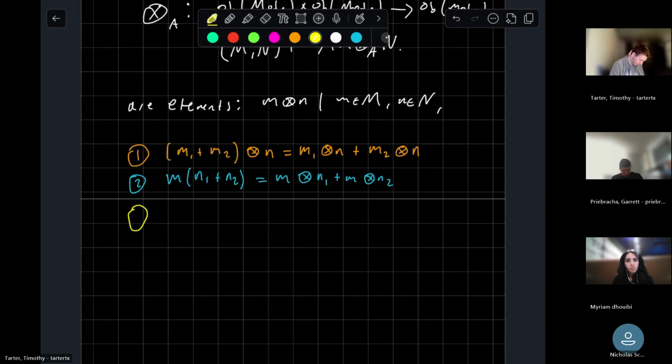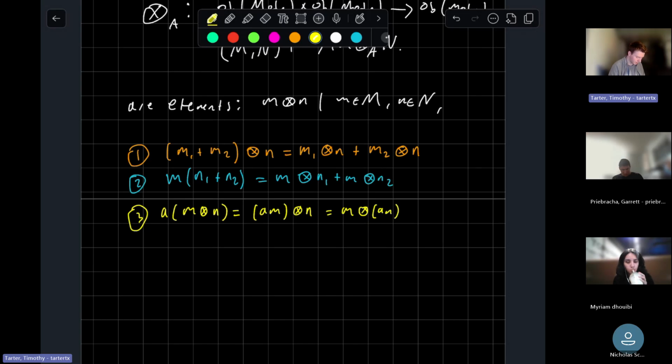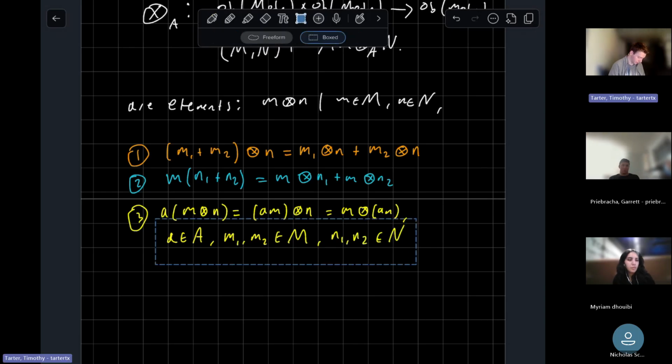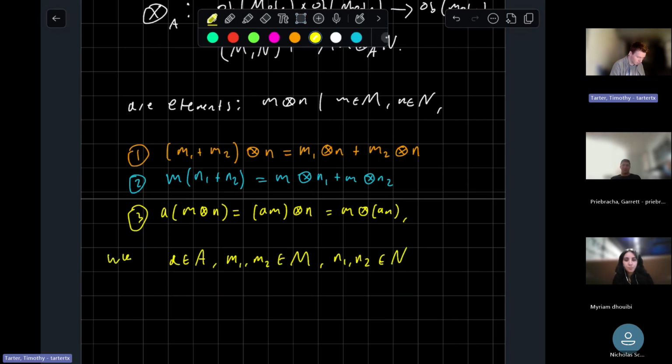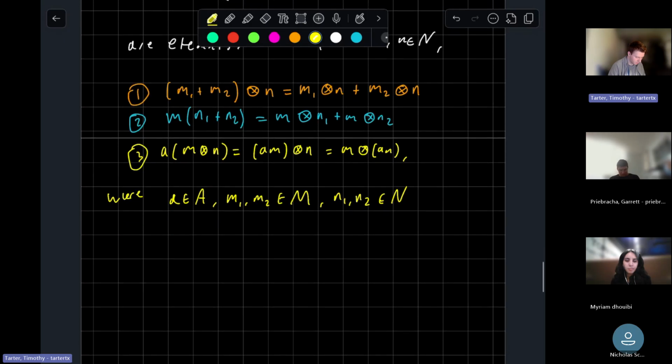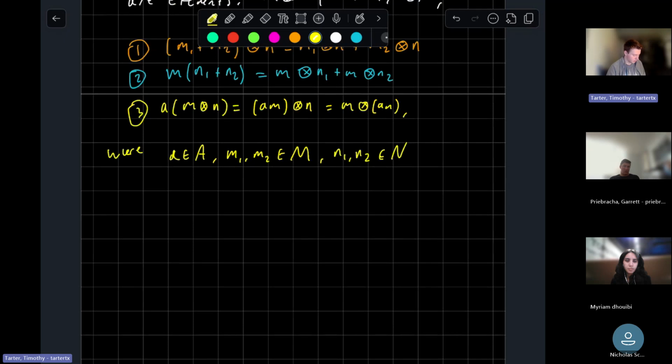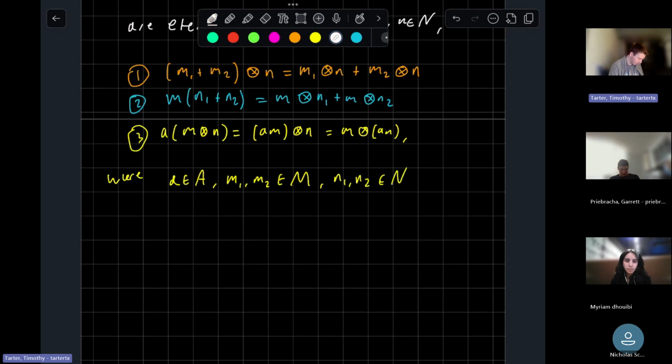And then A times (M tensor product N) is equal to AM tensor product N, which is equal to M tensor product AN, where A is a scalar, and this holds for M1 and M2, for each of these.